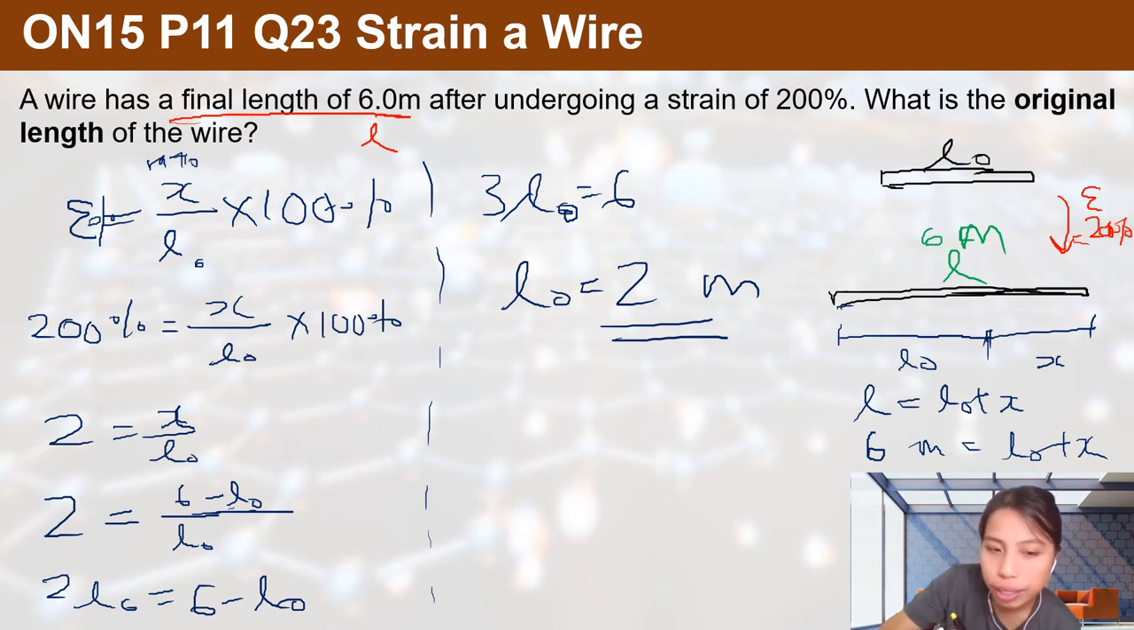Now the thing for this kind of question that makes it a bit strange is the percentage. Just remember, strain can be a percentage. And remember, for any final length, it's basically the original plus how much it extended.